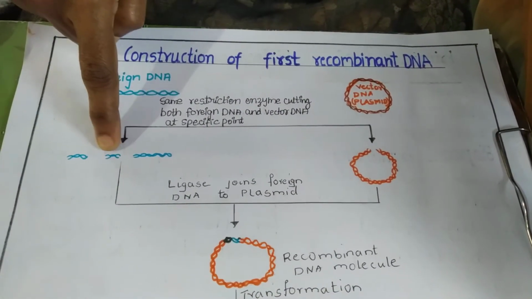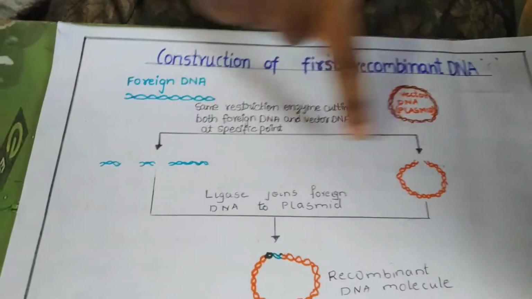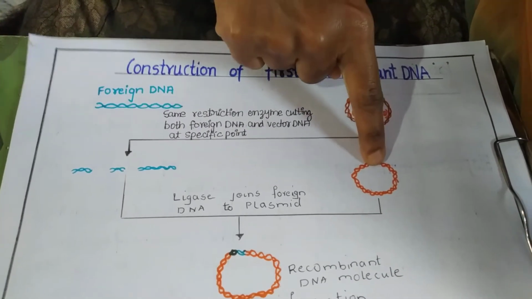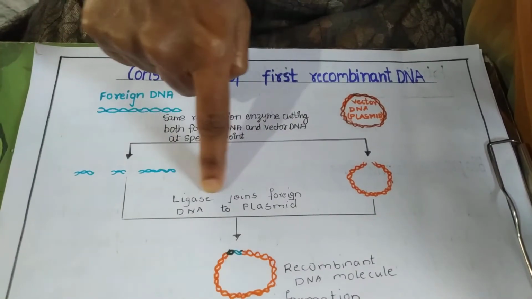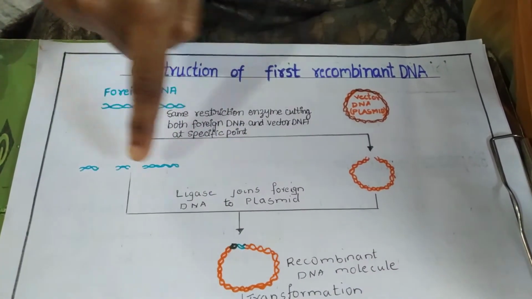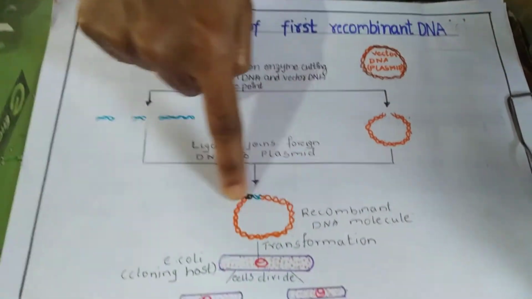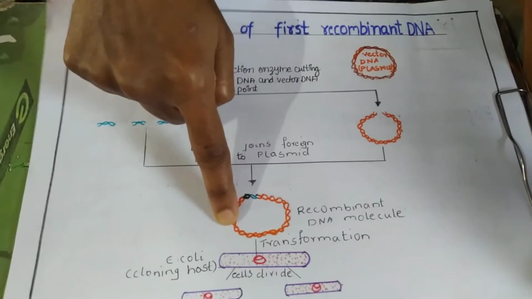Now the DNA fragment which has the antibiotic resistance is inserted into this plasmid DNA, and it is joined with the help of an enzyme called ligase. This ligase joins the foreign DNA to the plasmid. As a result, we get a recombinant plasmid, recombinant DNA.